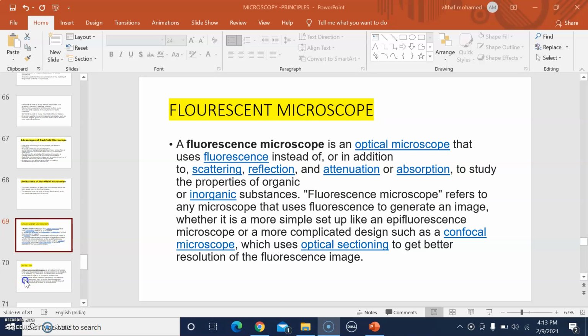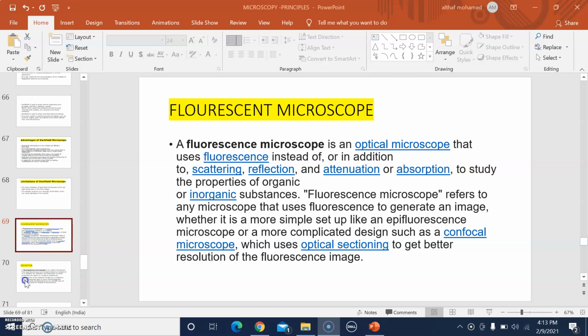So today we have taken the dark field microscopy. Next we are going to take the fluorescent microscope. A fluorescent microscope is an optical instrument, or optical microscope, that uses fluorescence. So do you know about fluorescence? What do you mean by fluorescence? When light falls on certain fluorescent materials, they get excited. Such materials are fluorescent materials, and the property is called fluorescence.